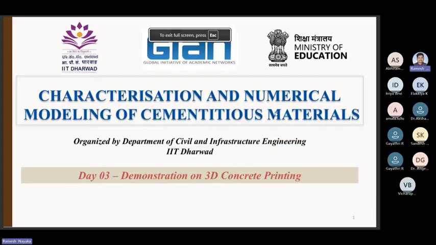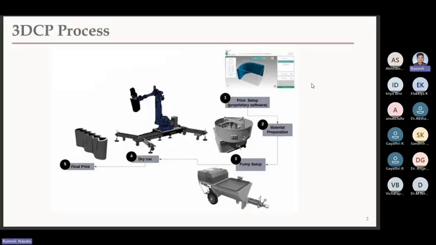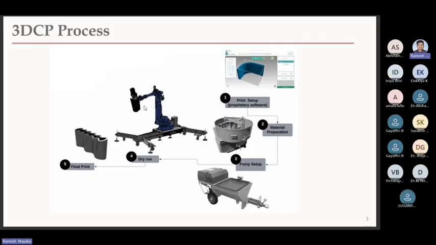Let's start with the demonstration of 3D concrete printing. Before that, we'll try to do a small model in SolidWorks, then how to generate the G code in slicing software. So this is the 3D concrete printing process. First we'll do the model, and then this G code will be given to the 3D concrete printer. In terms of material preparation, the material delivering system, we have a mixer and then a pumping system. Then we'll check the dry run whether it is printing correctly or not. Then the final printing will be done.